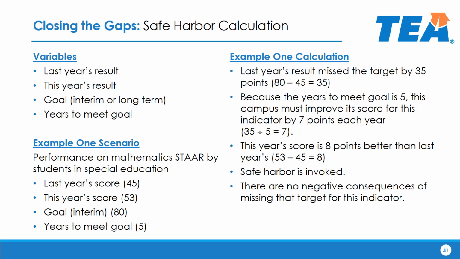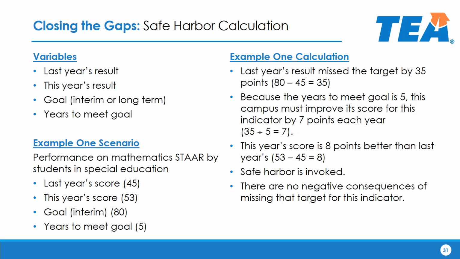So rather than having a long narrative that explains how safe harbor is calculated, we're just going to go through a few examples. To calculate safe harbor, the variables that you need are last year's result, this year's result, the goal, whether interim or long-term, and the years to meet the goal. So here's an example scenario. Performance on mathematics STAAR by students in special education. Last year's score was 45. This year's score is 53. The interim goal is 80, and the years to meet the goal is 5.